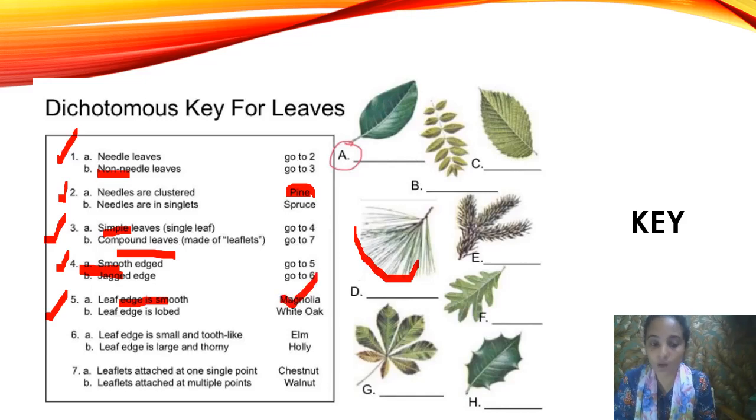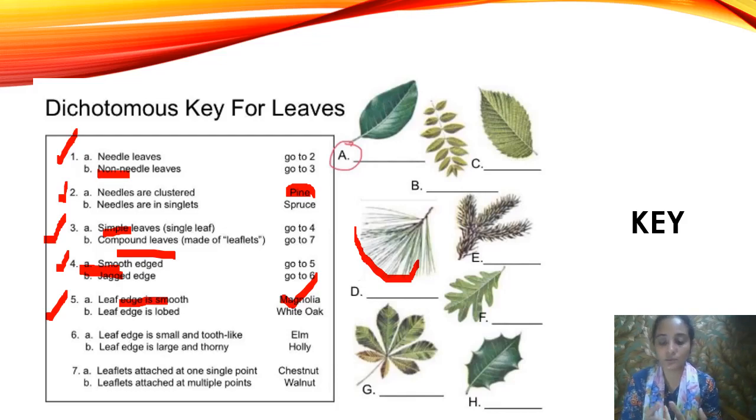Understand? So this is how we use the key. I think it's clear from this picture. So there are 2-3 terms that we have to study: the couplet, then accepting one and rejecting the other one, and the lead.